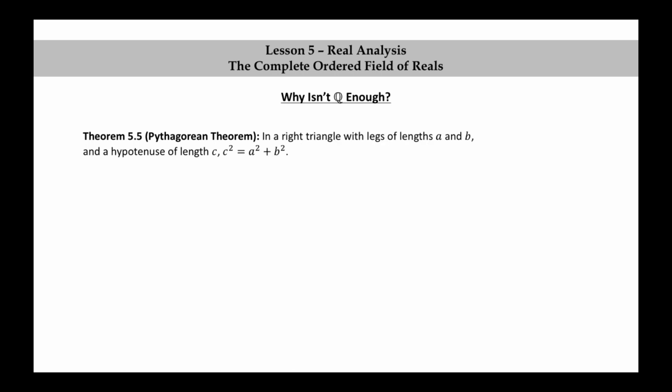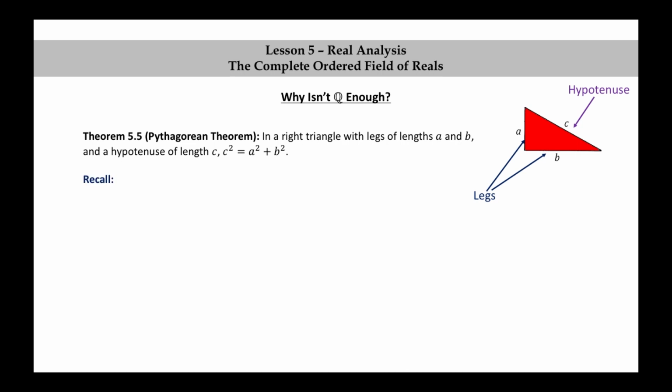And it says in a right triangle with legs of lengths A and B and a hypotenuse of length C, C squared is equal to A squared plus B squared. So here we have a triangle with legs of lengths A and B and a hypotenuse of length C.